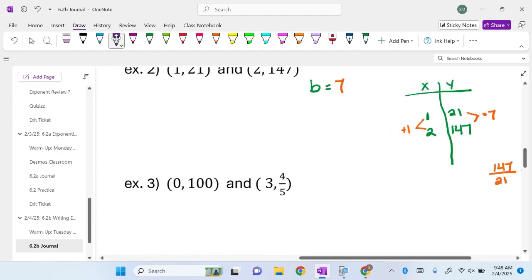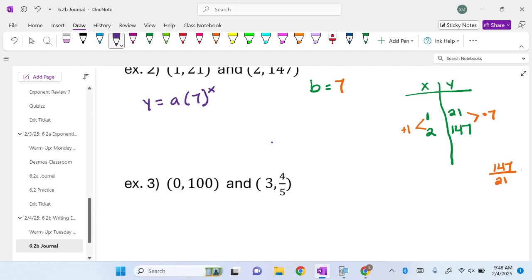Now, that means that from the parts that we have so far, we got y equals a times 7 raised to the x power. So now we need to find our a value. Recall, your a value is your y-intercept, which means that you have an x value of what? What's always your x value for a y-intercept? I heard it. 0.